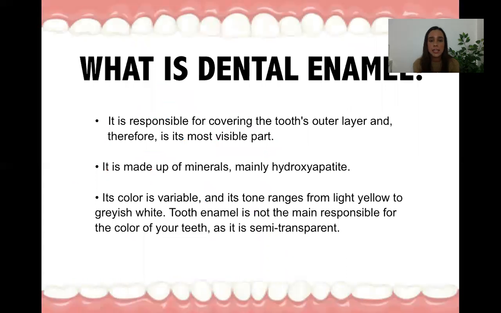What is dental enamel? It is responsible for covering the tooth's outer layer and therefore it is the most visible part. It is made up of minerals and its color is variable, with tones ranging from light yellow to grayish white. Tooth enamel is not the main determinant of the color of your teeth, as it is semi-transparent.